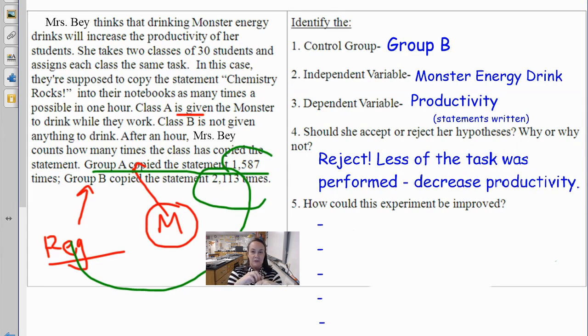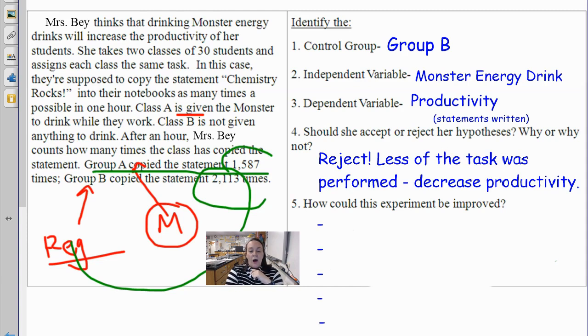It decreased the productivity. And usually in class, we can have a little bit of a conversation about this. Maybe if I gave it to the students in like a can, they had to put down their pen to drink more or something like that. Maybe they're so jacked up on caffeine that they are just like, woo, you know.